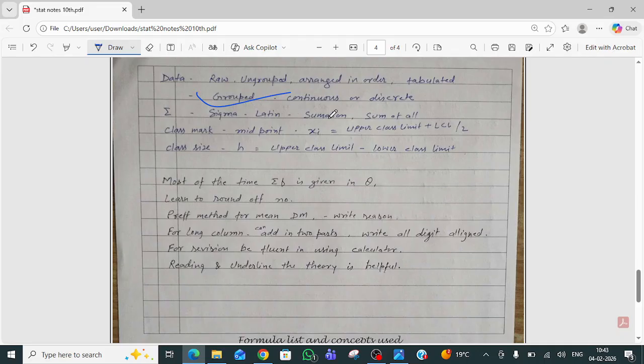Sigma is the Latin word. It means summation, sum of all. Class mark is the midpoint, denoted by Xi: upper class limit plus lower class limit divided by 2. Class size is denoted by h: upper class limit minus lower class limit.